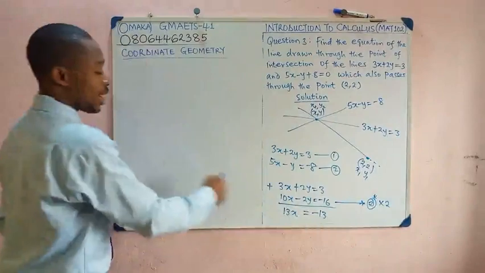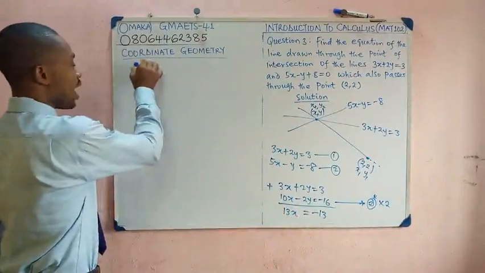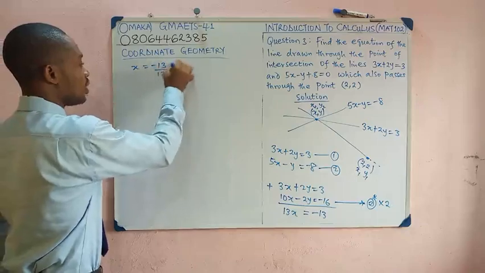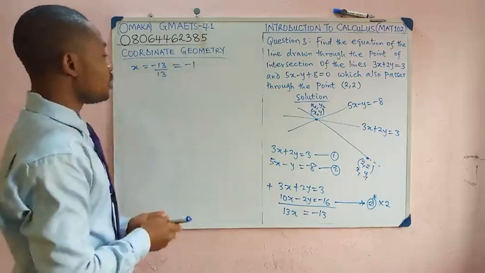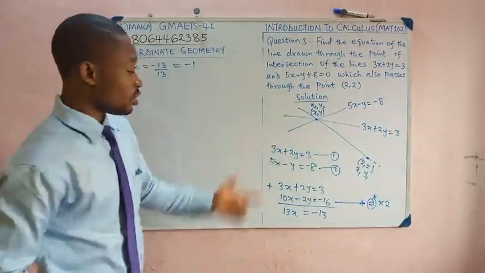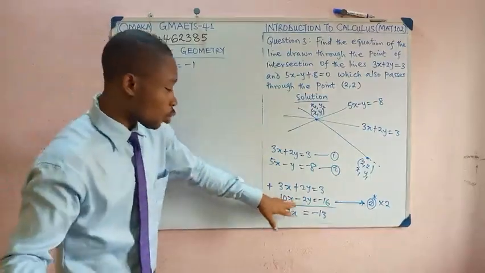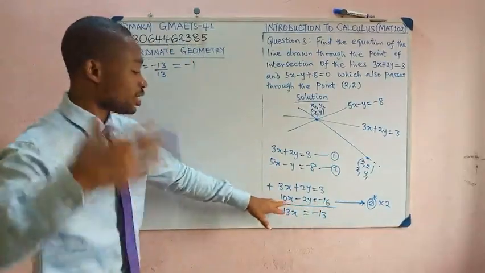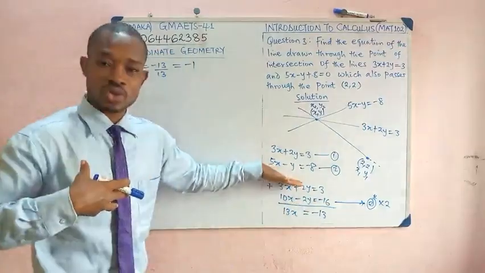Divide both sides of this equation by the coefficient of what you're looking for. You'll see that x is equal to minus 13 divided by 13, and the value of x is minus 1. So I will now use this value of x to obtain the value of y. I will use equation 2, it will be faster for me. If you want to use equation 1, it's your choice. If you want to use this equation here to obtain y, it's still your choice. I have decided to use equation 2 to be faster for me.